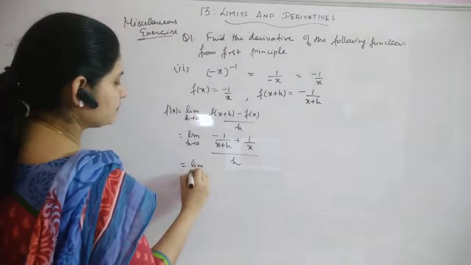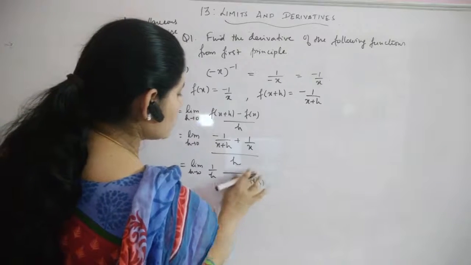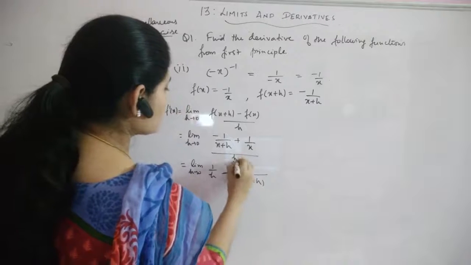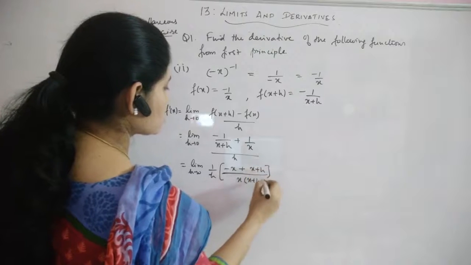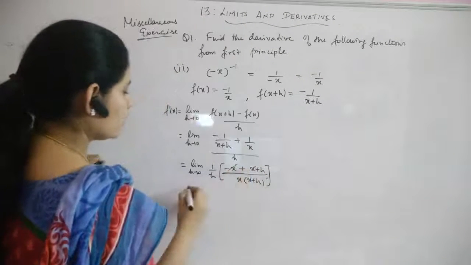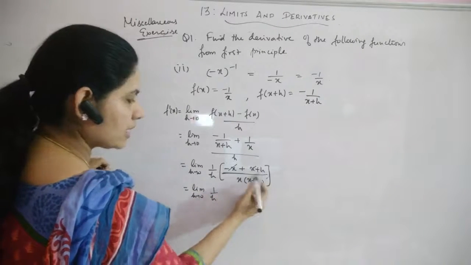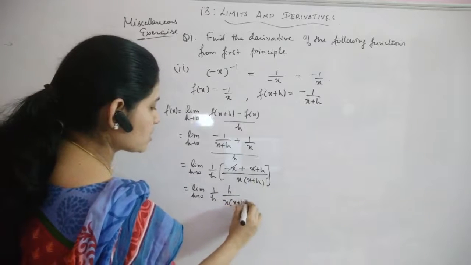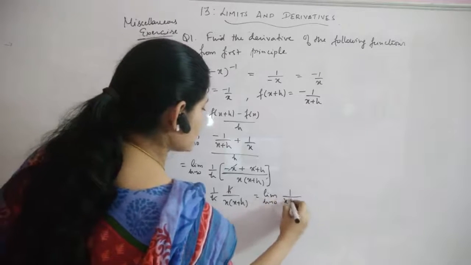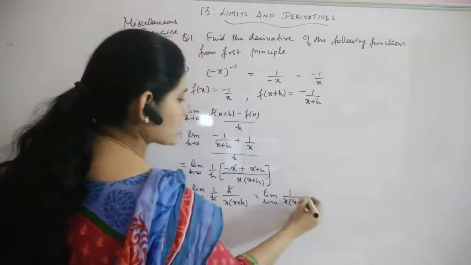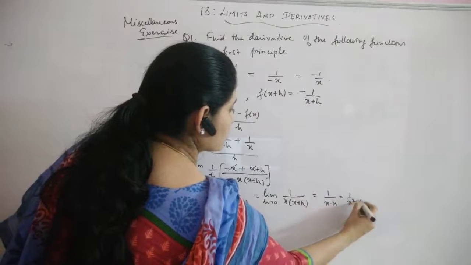Now 1 by h is here. Taking the LCM, we get x into x plus h in the denominator, and the numerator becomes minus x plus h plus x, so that these two will go. This will give you 1 by h into, here in the numerator you have minus h, by x into x plus h. This you can cancel. So it is limit h tends to 0 of minus 1 by x into x plus h. Replacing h with 0, what will you get? Minus 1 by x into x, that is minus 1 by x square.